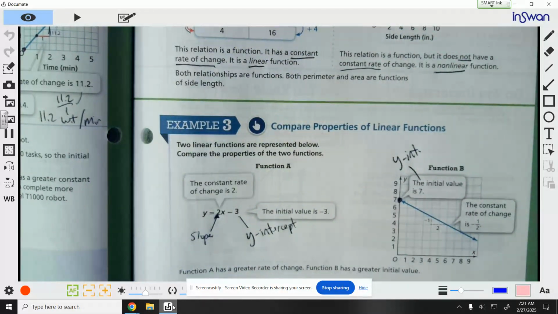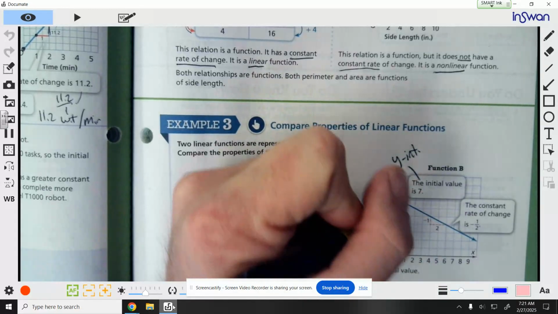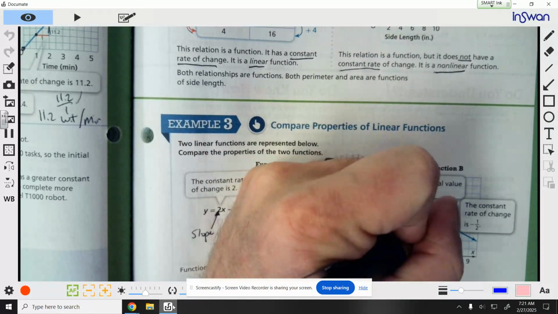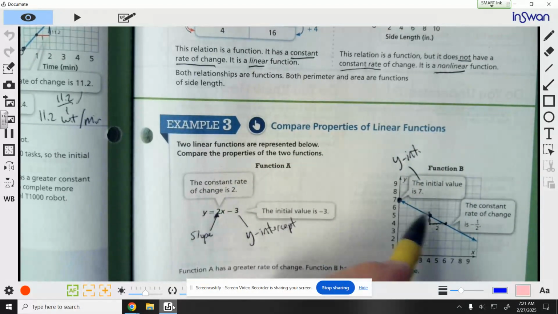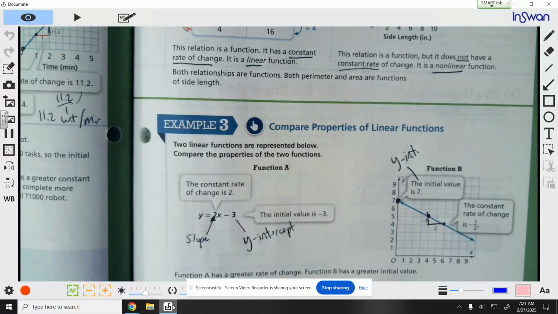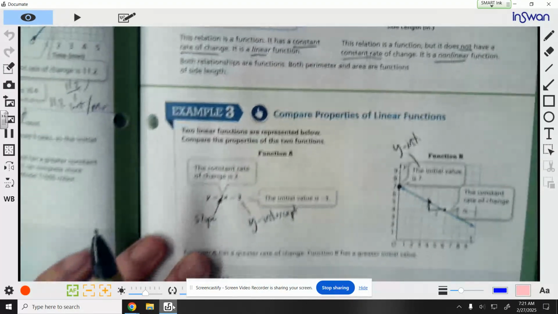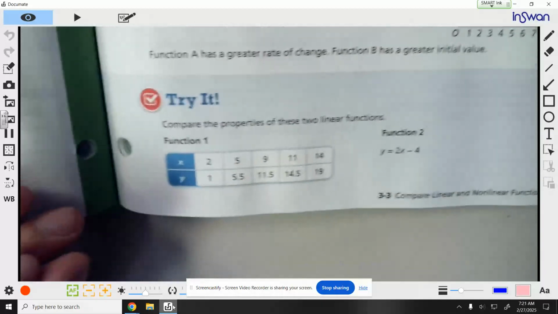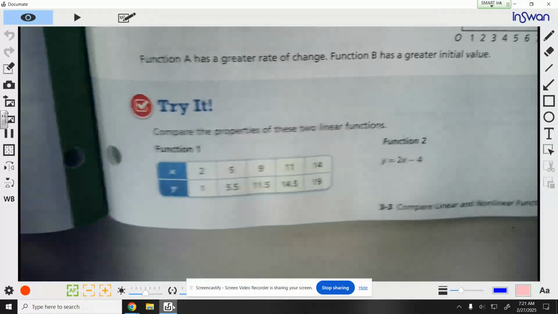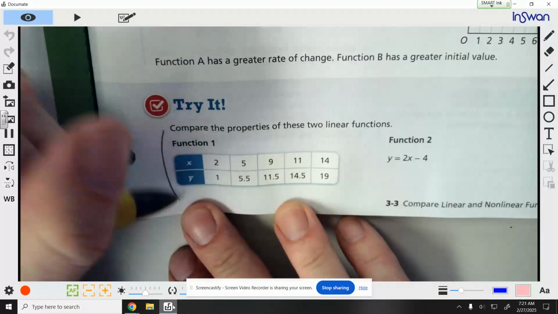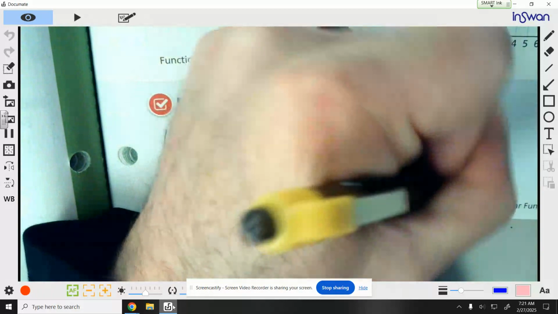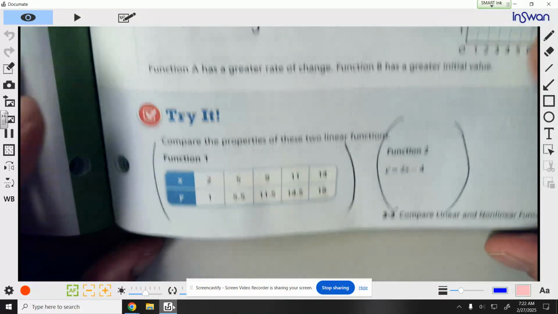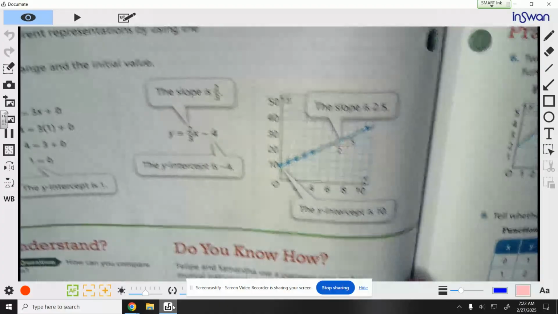And our constant rate of change is -1/2 because what they do is they just pick 2 points. They go to the corner of a box, goes down 1, to the right 2. And that's a negative slope, so that's constant rate of change of -1/2. Okay, let's go down to below to try it. Okay, look at function 1. Okay, look at function 2. And that is it for today.